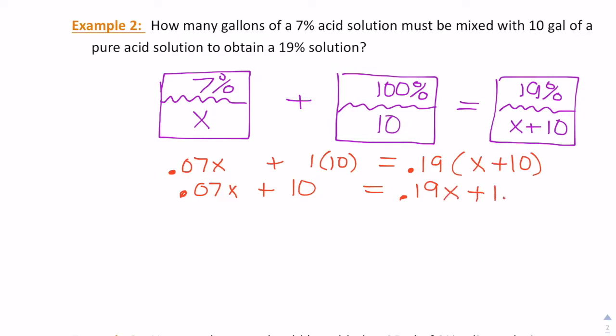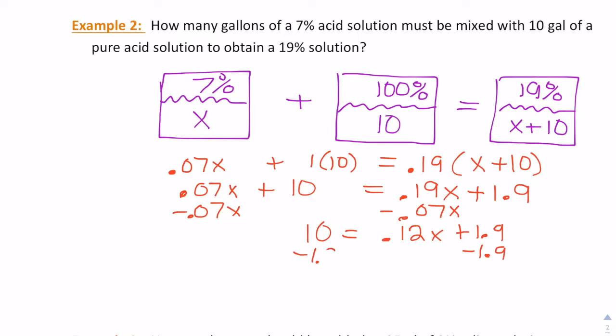19% plus 1.9. Combine some like terms, so probably subtract over this 0.07x, and you got 10 equals 0.12x plus 1.9, subtract your 1.9, and you're going to end up with 8.1 equals 0.12x. And then if you divide by your 0.12, you should end up with X equals 67.5 gallons.